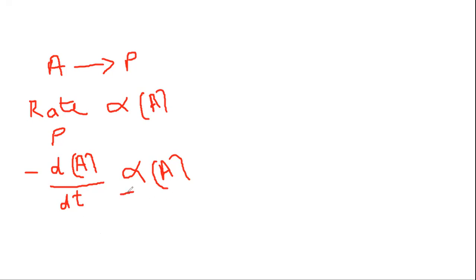Again, if you remove this proportionality sign, there should be a constant on the right hand side, and that is called the rate constant. Again, I'm writing this equation: change in concentration of A divided by time is equal to K times the concentration of A. Here I have just removed the proportionality sign to put the constant over here, and that is called the rate constant.